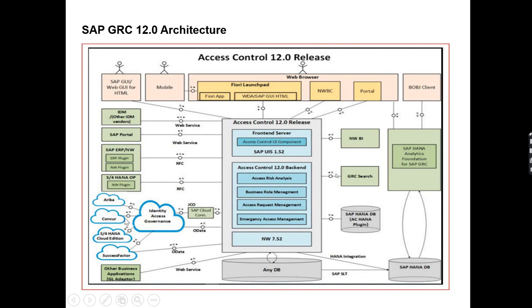Whatever you can see on the left side is the systems that we are able to connect with GRC. We can connect the SAP IDM system, SAP portal system, ECC system, S4HANA system, and we can even connect cloud systems: Ariba, Concur, S4HANA Cloud Edition, SuccessFactors. These systems we can also connect with GRC, which was not there in the previous version. In 10.1 we are not able to connect any cloud system. So that is the second difference between 10.1 and 12.